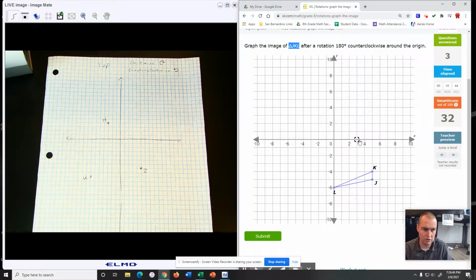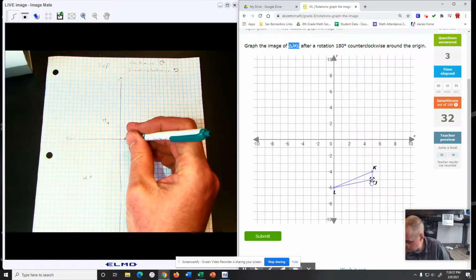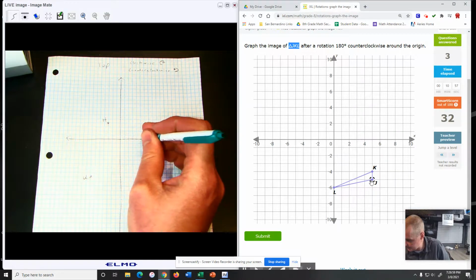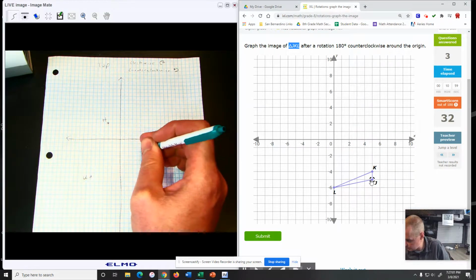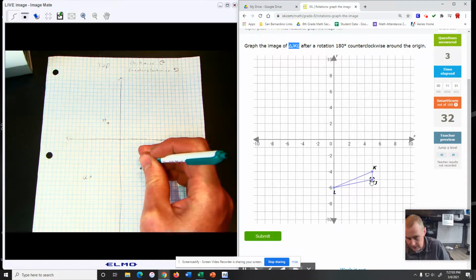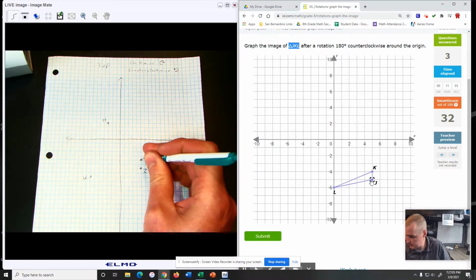J, I'm going to go 1, 2, 3, 4, 5 to the right and down. -1, -2, -3, -4, -5. So 5 and -5 is J. So over 5, 1, 2, 3, 4, 5. Down 5, 1, 2, 3, 4, 5. And that's going to be a J right there.